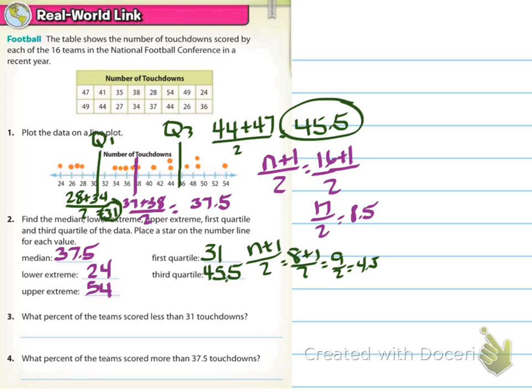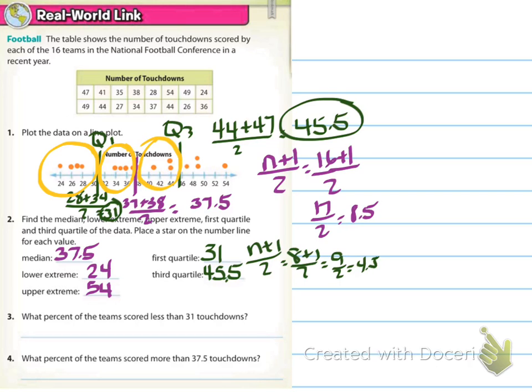Alright, the next thing says what percent of the teams scored less than 31 touchdowns? And don't get crazy. Don't start pulling up some numbers to do math with. Let's think about what our quartiles mean. This group is 25% of the data. This group is 25% of the data.